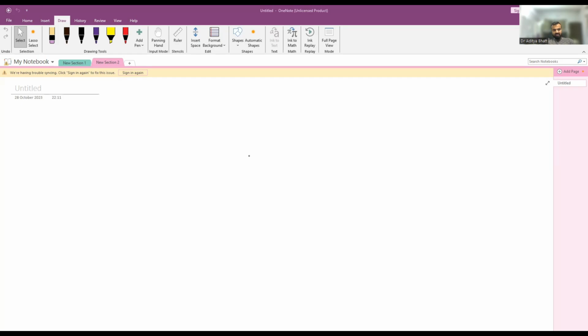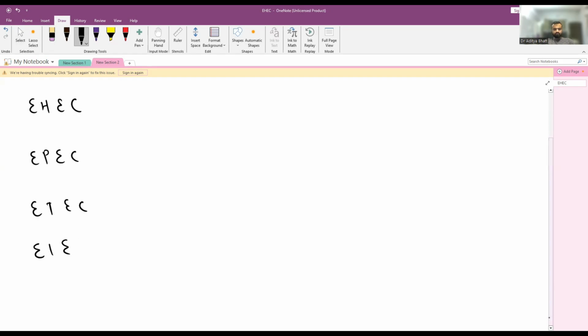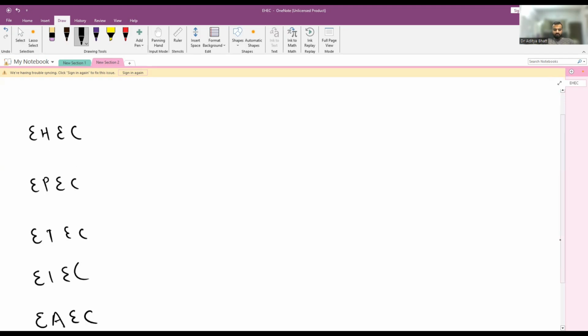coli. So EHEC, enterohemorrhagic, enteropathogenic E. coli, enterotoxigenic E. coli, enteroinvasive E. coli, and aggregative E. coli. Okay, so these are the 5 E. coli that usually cause diarrhea in the pediatric population, and they have their own set of clinical features.